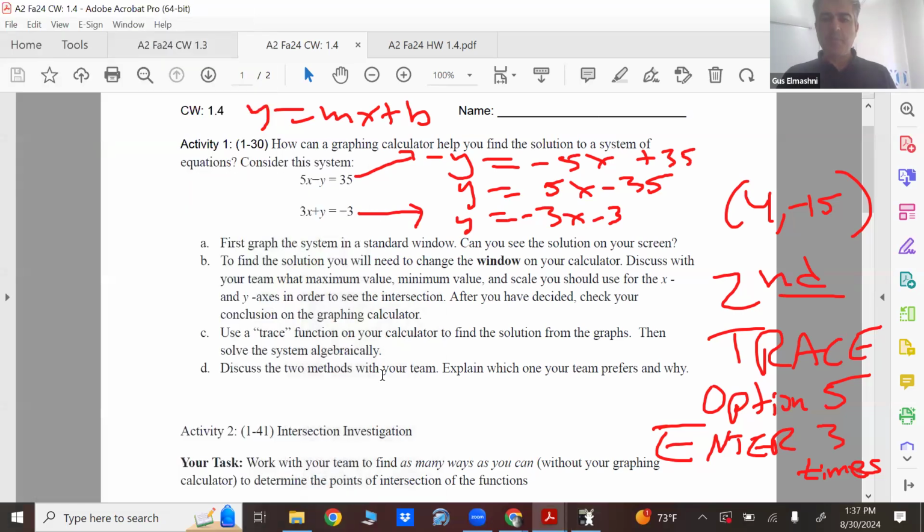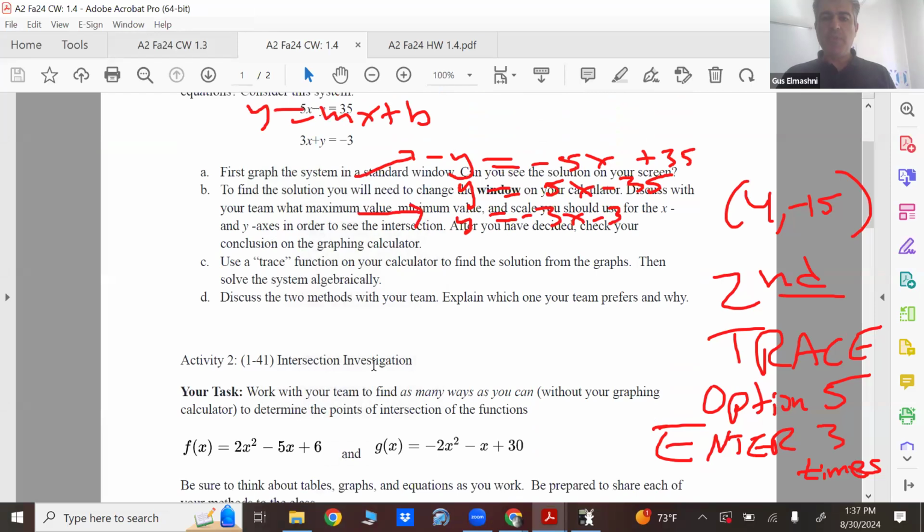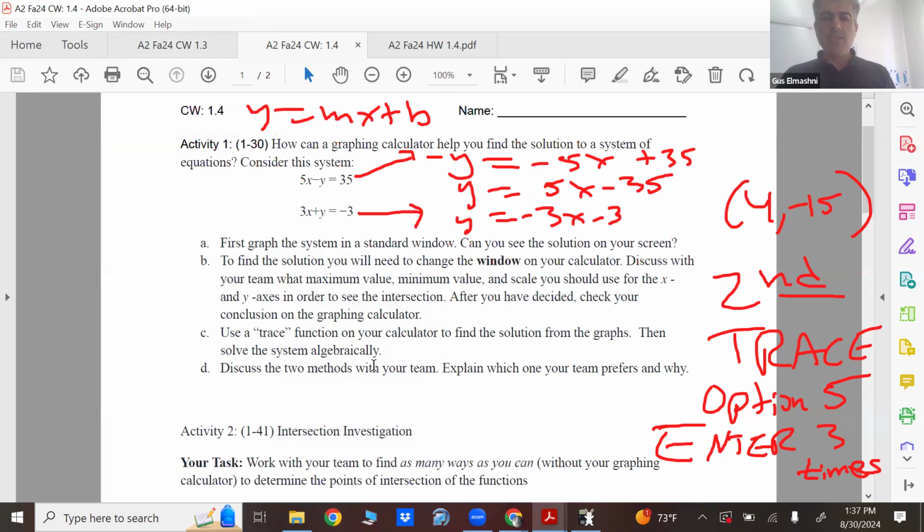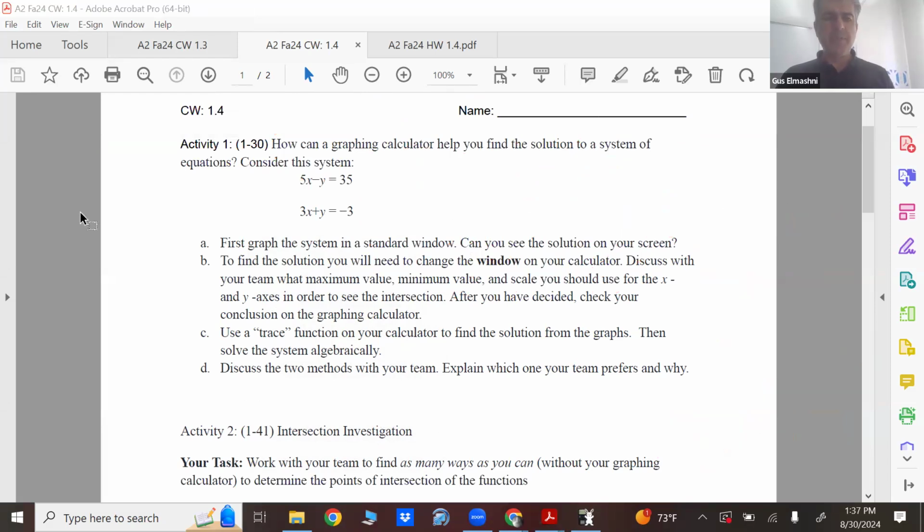Okay, lastly, discuss 2 methods with your team of how to solve these algebraically. Let's just do it really quickly. I'll do it with you guys, and then we'll move on to activity 2. Let me make sure I'm good on time. Yeah, we're still good on time.